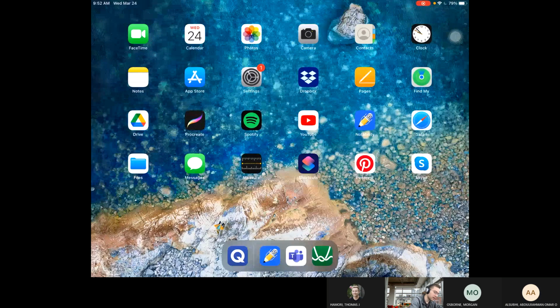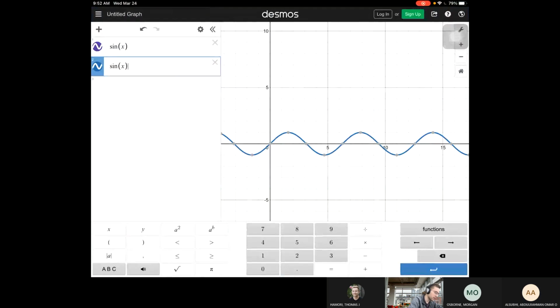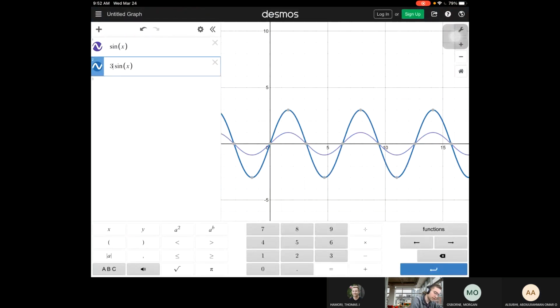Here's how we can see that on Desmos, like what I was just doing. If I take a vertical stretch of sine x, the distance from crest to crest hasn't changed. But we have changed the height of the waves, right? Okay.